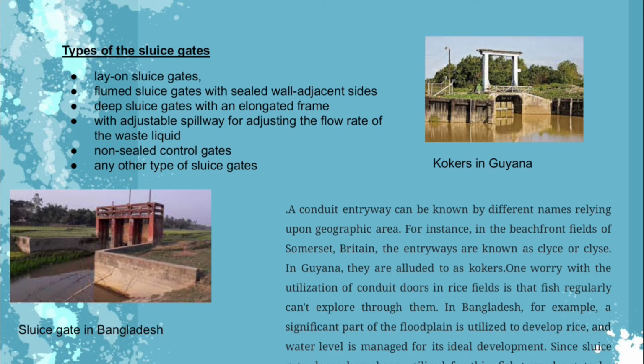One worry with the utilization of conduit doors in rice field is that fish regularly can't explode through them. In Bangladesh, for example, a significant part of the floodplain is utilized to develop rice, and the water level is managed for its ideal development. Since sluice gates have been utilized for this, fish turn out to be seen where they were once ample. So these will be the two examples of sluice gate. First will be the cokers in Guyana, and the second will be the sluice gate in Bangladesh.